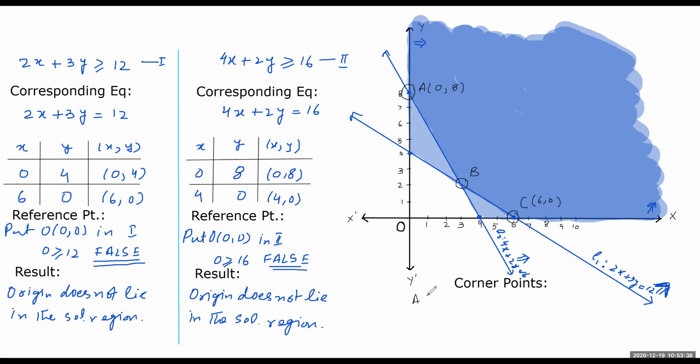The corner point A, which is 0, 8. The corner point B, which is the point of intersection of L1 and L2, and the point C, its coordinates are 6, 0. Now let's solve these. Let's find point B as the point of intersection of L1 and L2.